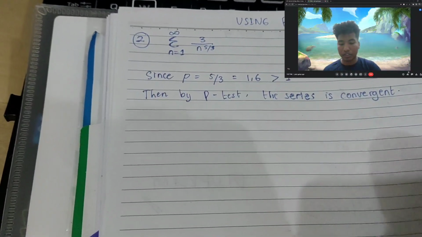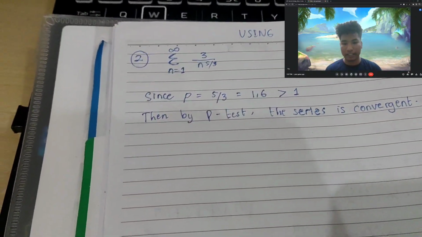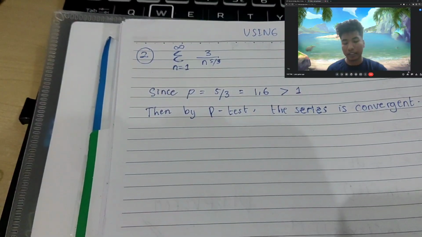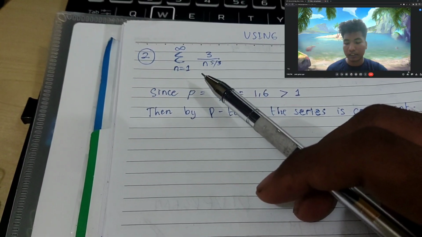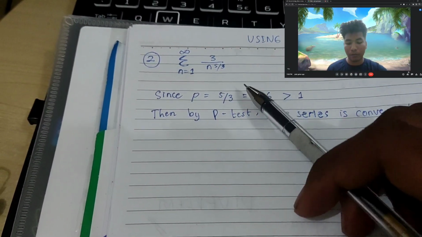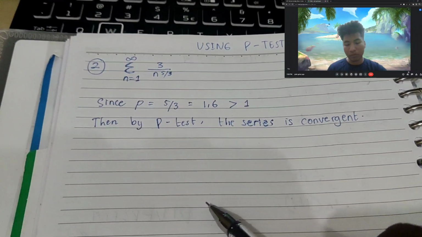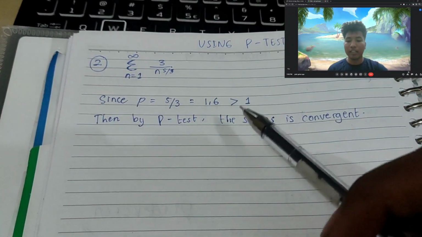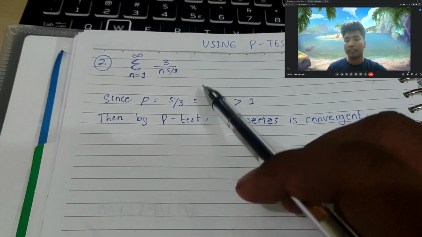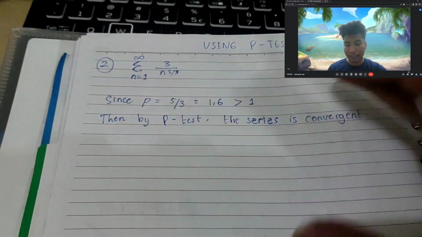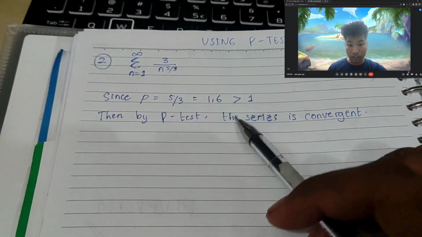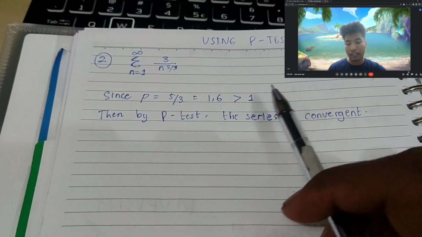Okay, so we move to the second question, which is about the p-test. I already chose one of the odd or even numbers from the p-test questions. Here we have the sum of n from 1 to infinity of 3 over n to the 5 over 3. According to the p-test theory, if the power of n is greater than 1, the series is convergent, and if the power of n is less than or equal to 1, it is divergent. Just as simple as that. Here the power of n is 5 over 3, which is greater than 1, right?